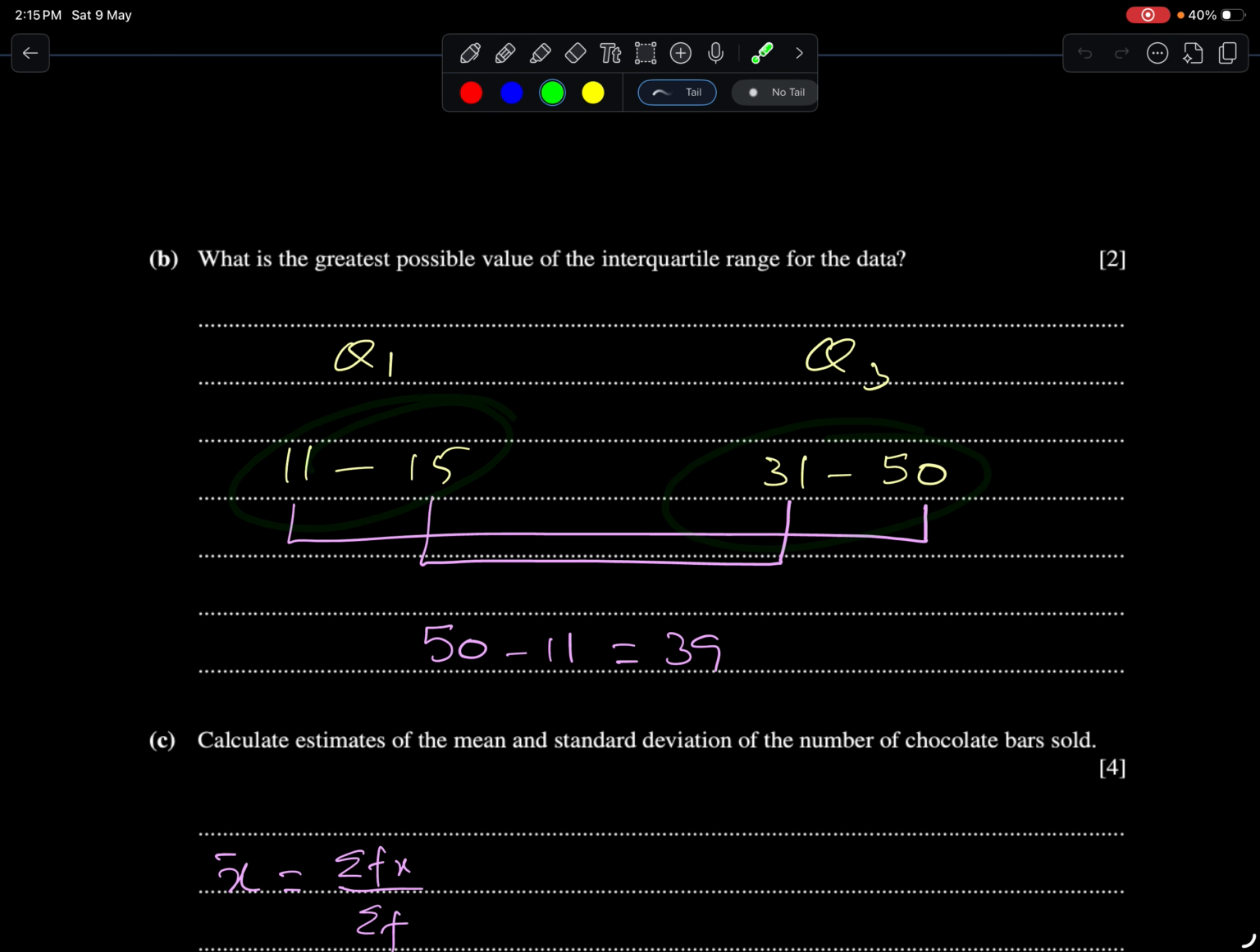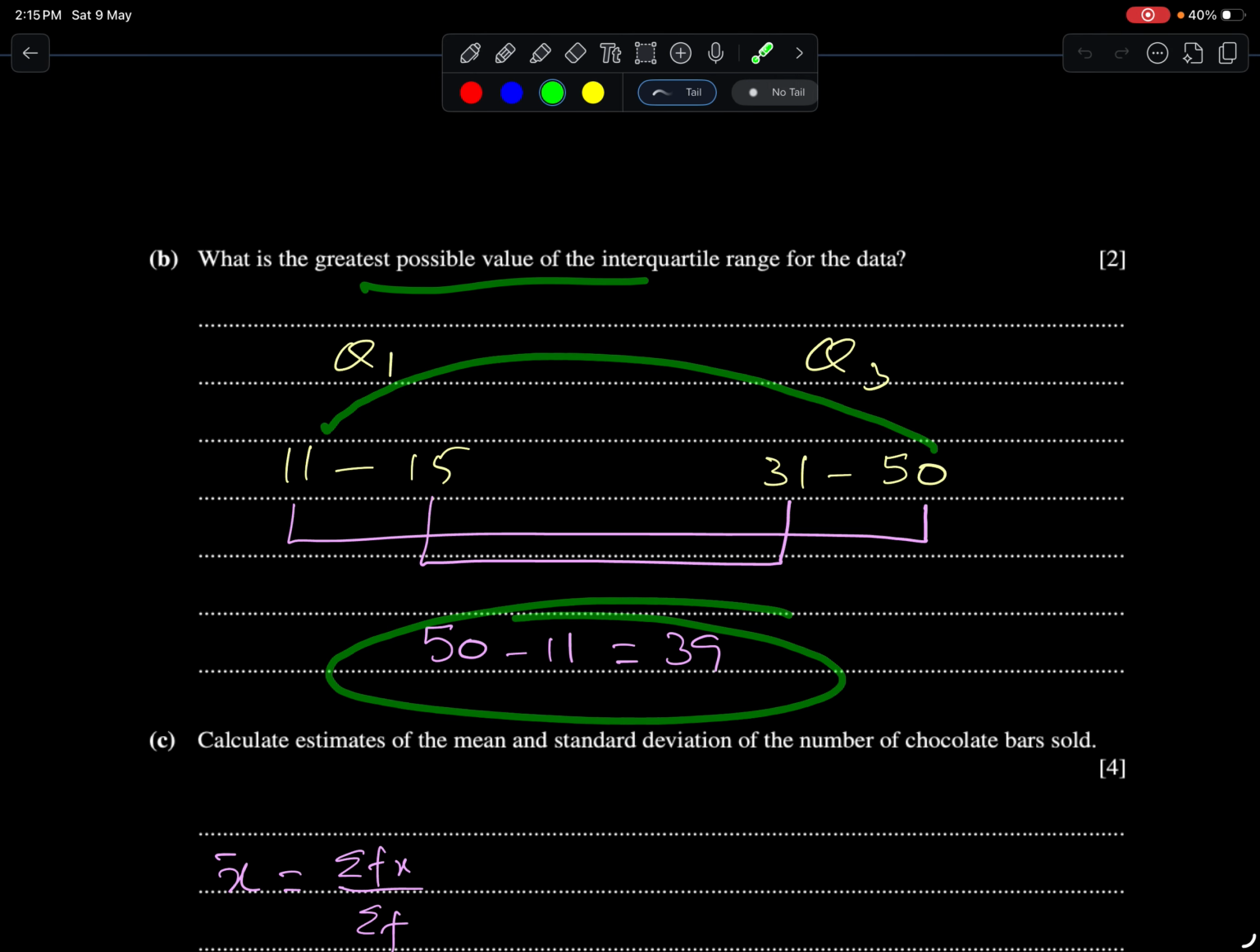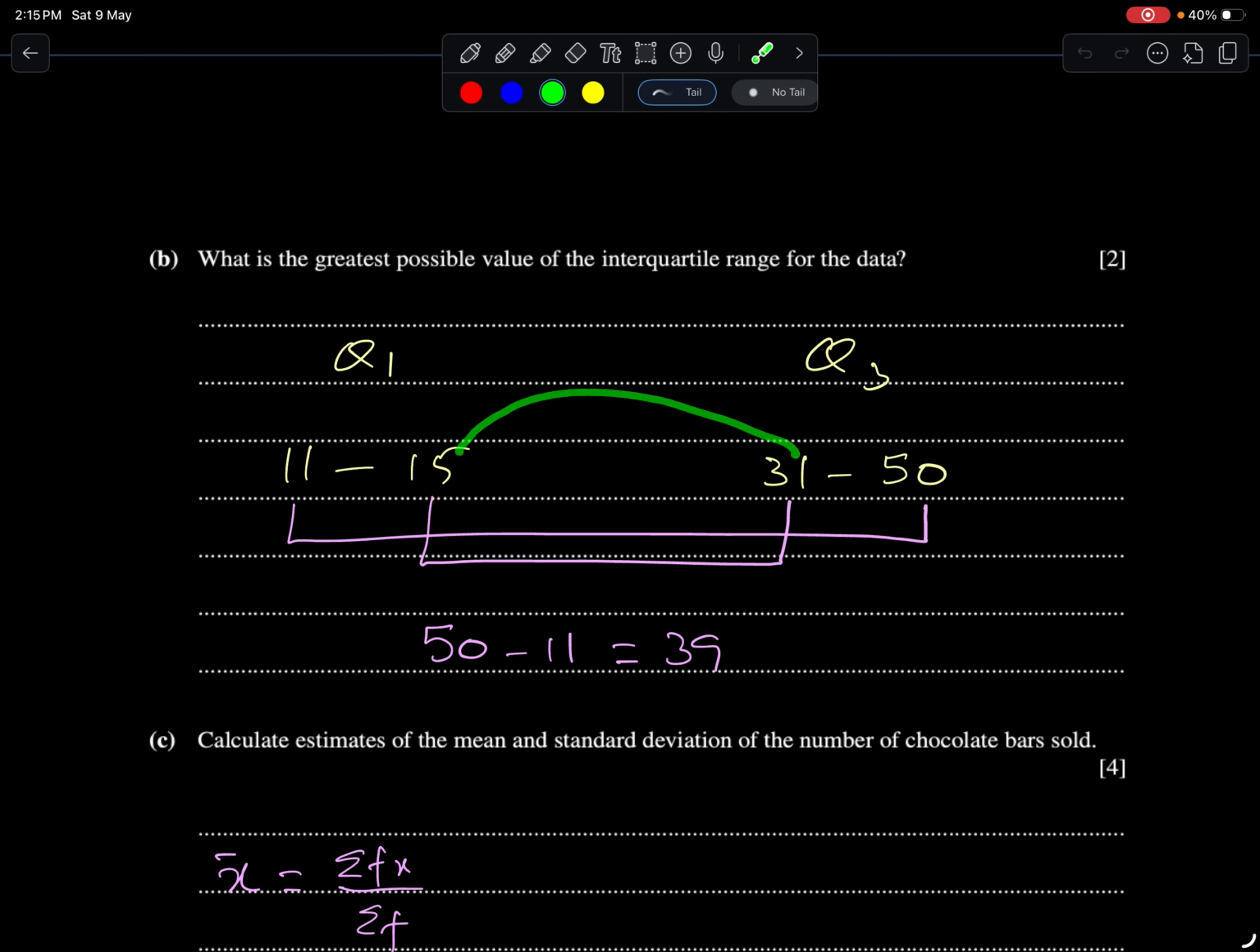Now what is the greatest possible value of IQR? 50 minus 11, 39. Least possible value, 31 minus 50. For greatest, take the difference of these two. For least, take the difference of these two.